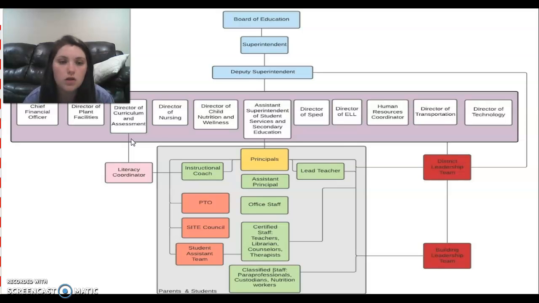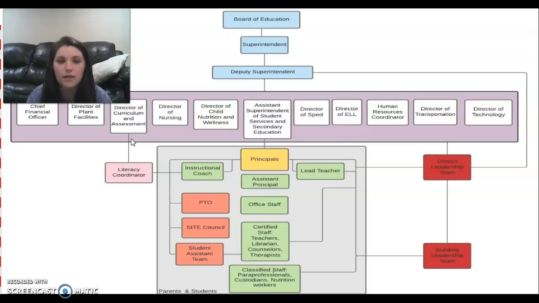Our principals also oversee the PTO organization, site council within each building, and the student assistant teams. We call it SAT. Within SAT, certified staff is on that team, and different students' needs are brought to their team and they assist us. So back to the top, principals, assistant principals, and then we have our office staff. They help run the schools. We cannot function without our office staff. Then we have our certified staff, so teachers, librarians, counselors, therapists, and at the bottom we have our classified staff, our paras, our custodians, our nutrition workers.